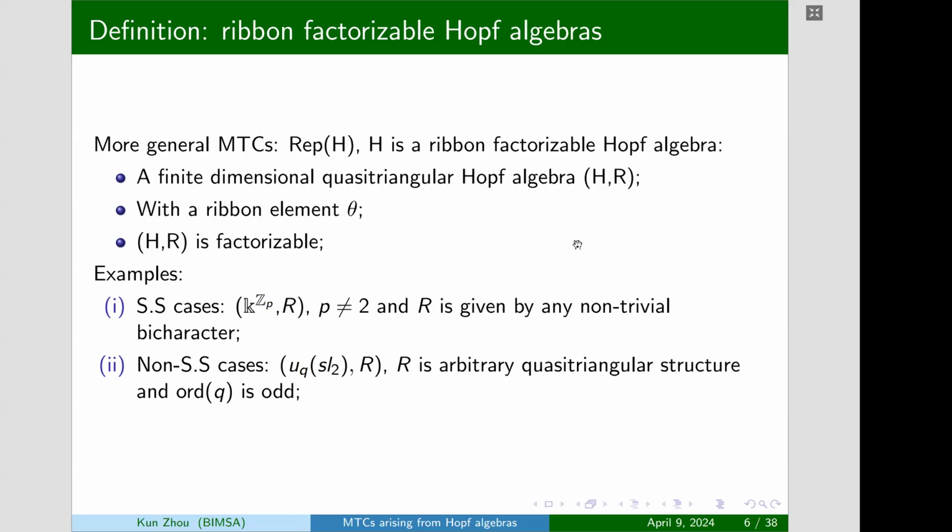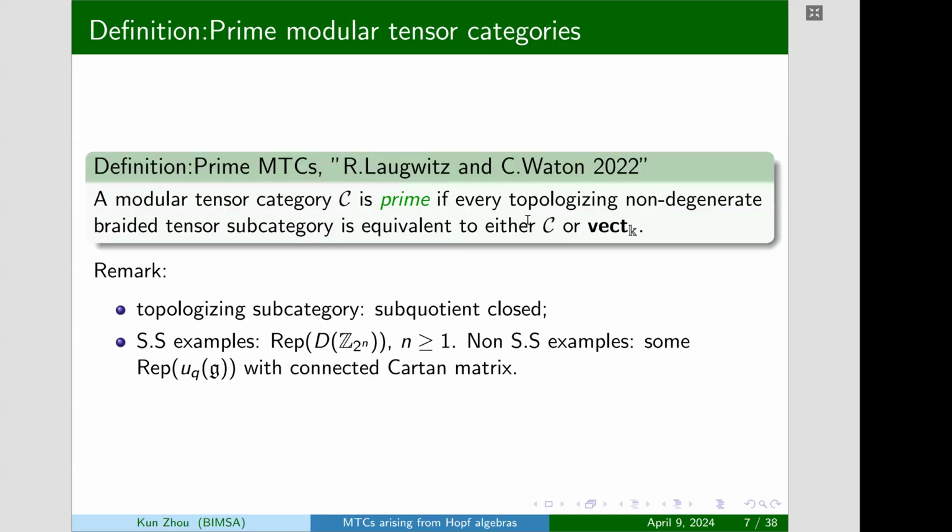So we need to recall the definition of a prime modular tensor category as follows. A modular tensor category C is prime if every topological non-degenerate braided tensor subcategory is equivalent to either C or Vect_K. Actually, the semisimple version of this definition was defined by Müger in 2003, but the non-semisimple version was defined by Lanagan and Wharton in 2022. Let's give some remarks about this definition. Here, a topological subcategory D means that the objects of D are closed under subquotients. That is to say, for any object X in D, if we consider a subobject of X or a quotient object of X, then it is also an object of D.